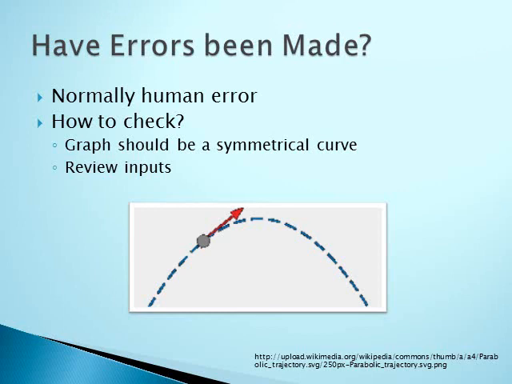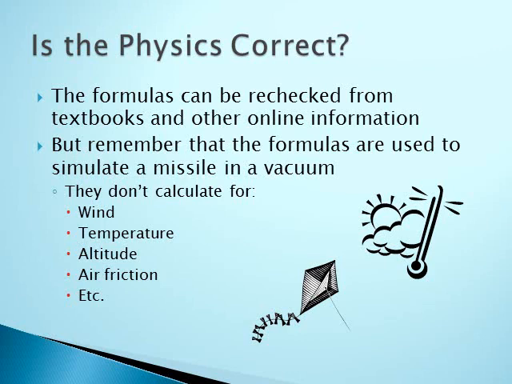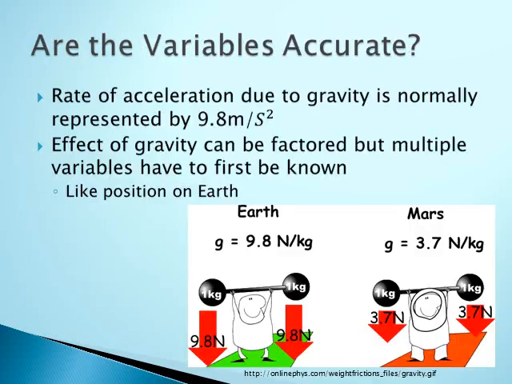Have errors been made? Normally, these are human errors, and there are ways to check, such as making sure that your graph is symmetrical around the curve and reviewing your inputs. Is the physics correct? The formulas can be rechecked from textbooks or other online information, but you need to remember that the formulas are used to simulate a missile or an object traveling through a vacuum. So they don't really calculate wind, temperature, altitude, air friction, or etc.